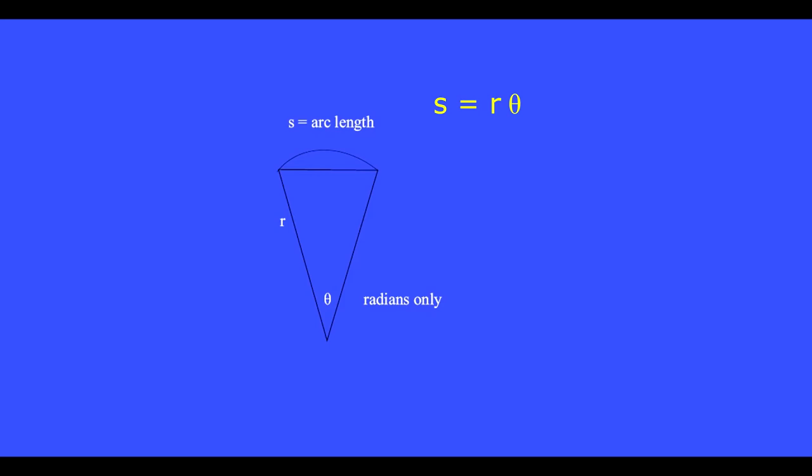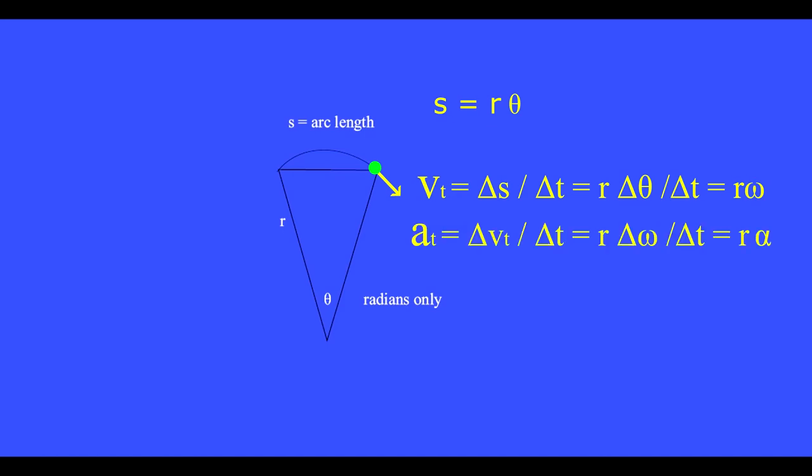An arc length is s equals theta r. As an object travels along an arc, it has tangential velocity v_T equals delta s over delta t equals r delta theta over delta t equals r omega, and it has tangential acceleration a_T equals the change in the tangential velocity divided by the change in time equals r delta omega over delta t equals r alpha, and centripetal acceleration, a_C, which we often write as v squared over r, but here we'll choose to write as r omega squared. All of these relations require the use of radians only, not degrees or revolutions.